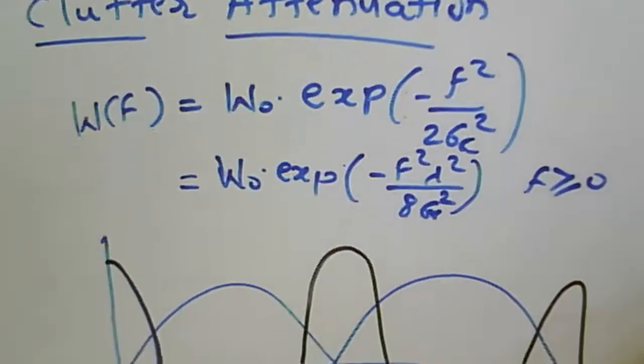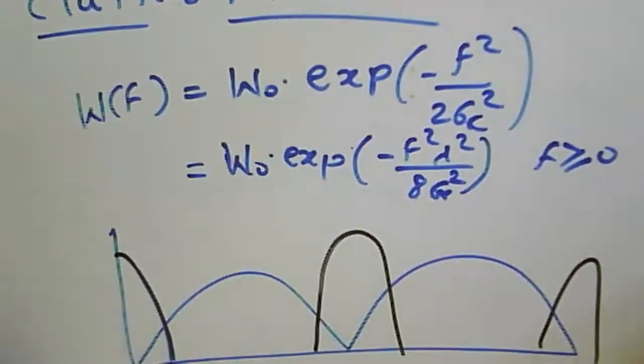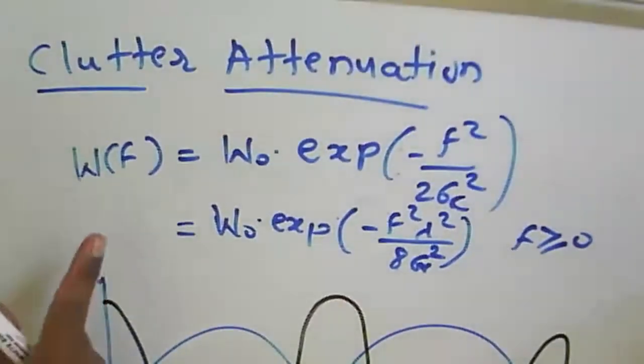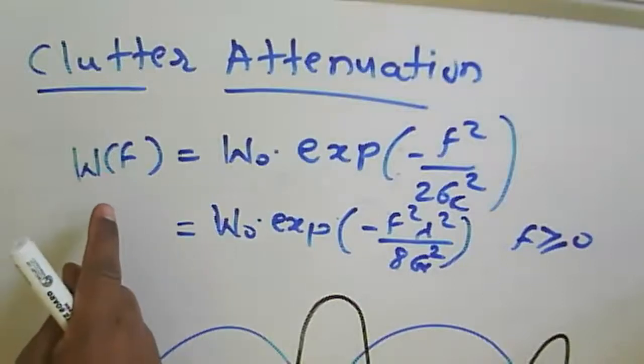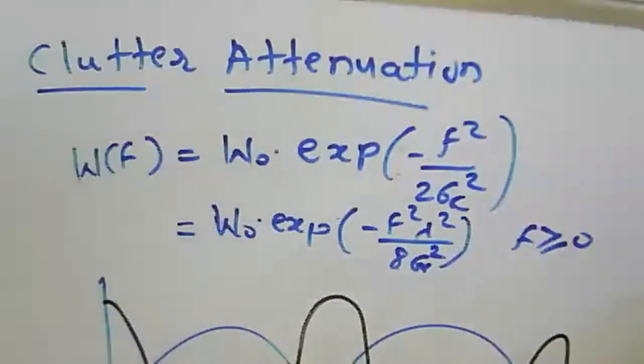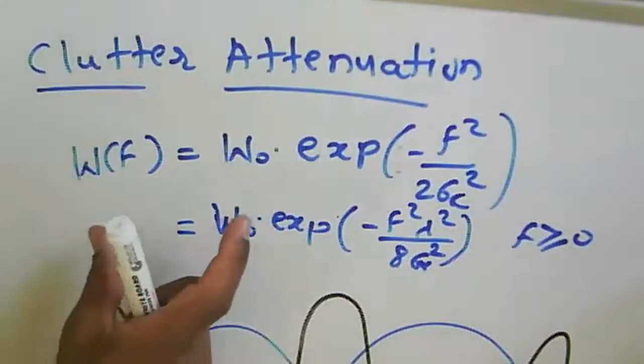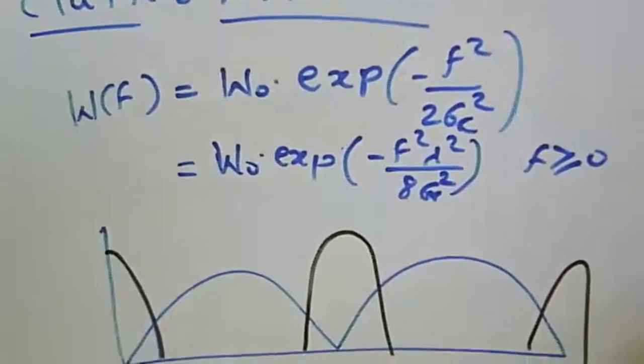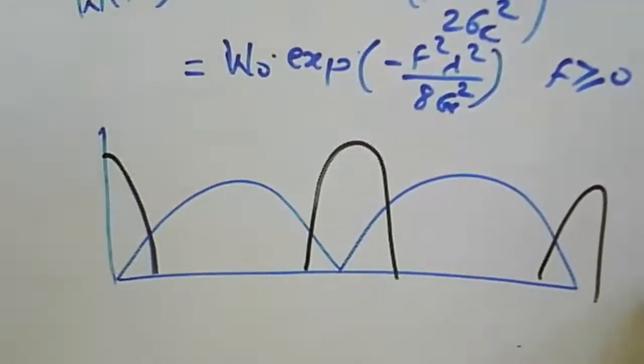Now, what are the consequences of a finite clutter spectrum? We can obtain the equation of the clutter power spectral density function, W of f, using the Gaussian function. Now we'll consider what the frequency response of a single delay line canceller and a double delay line canceller will be. We have already learned about the single and double delay line cancellers.